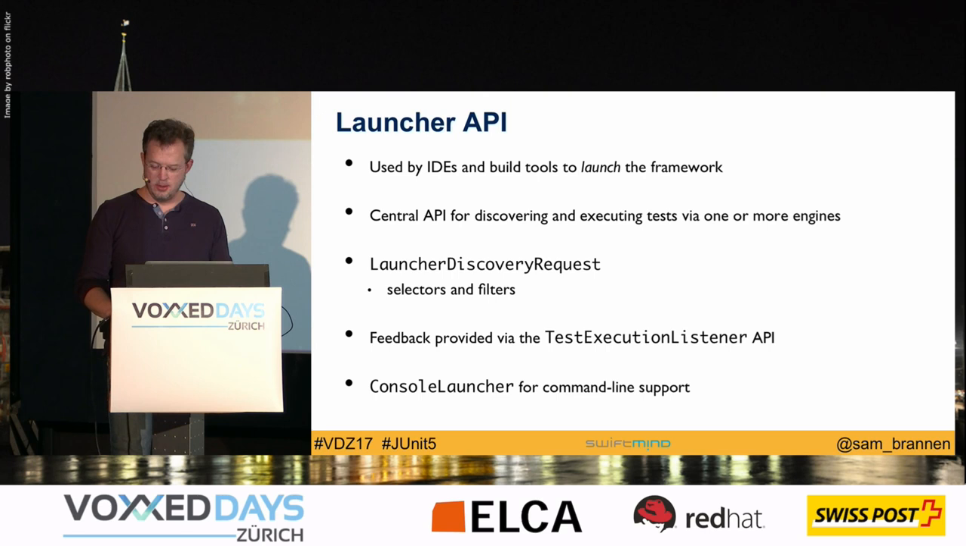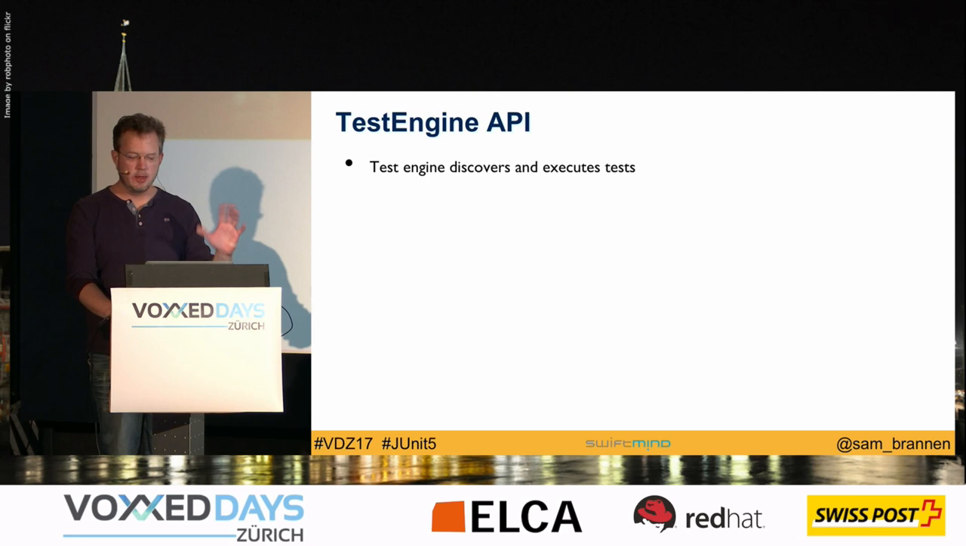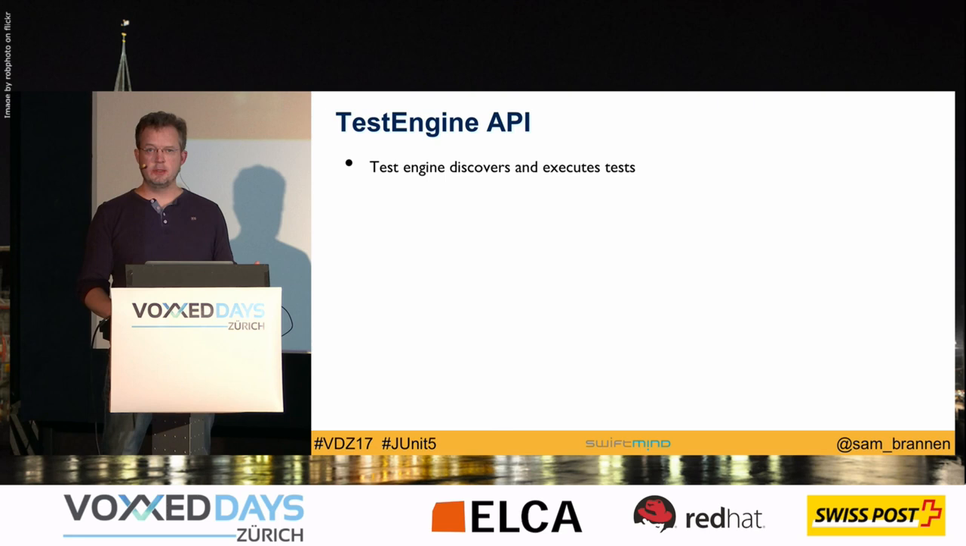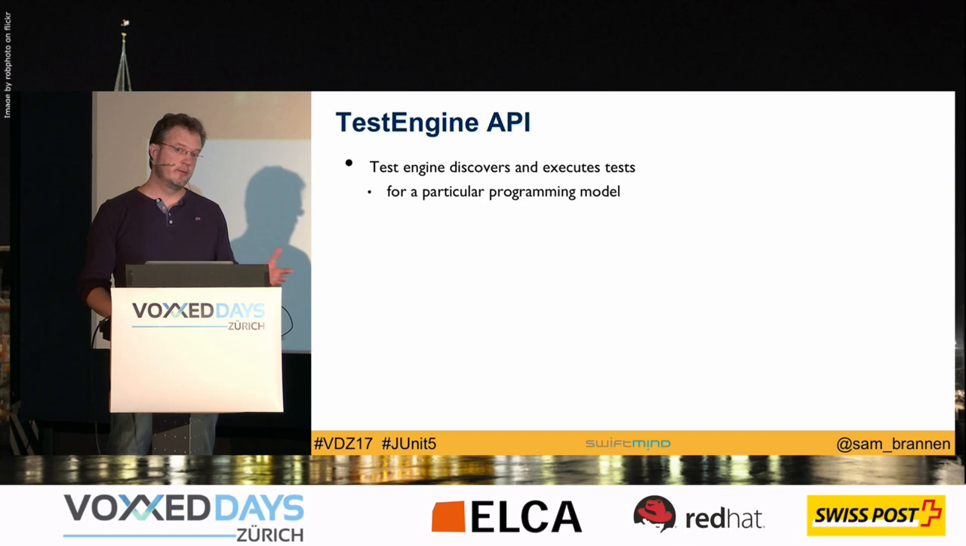Test engine API, again, kind of like the runner from before, but more generic. So a test engine is responsible for two things: for discovering tests, like finding them in the classpath, seeing if they have the annotations it supports, and then also later on for executing them. But these are in different phases. And that's for a particular programming model. So the one for JUnit Jupiter just supports JUnit Jupiter tests, and the other one for the vintage stuff understands JUnit 4 tests.